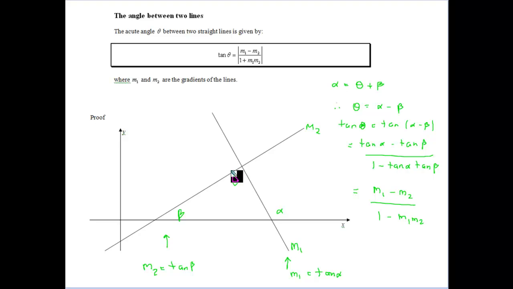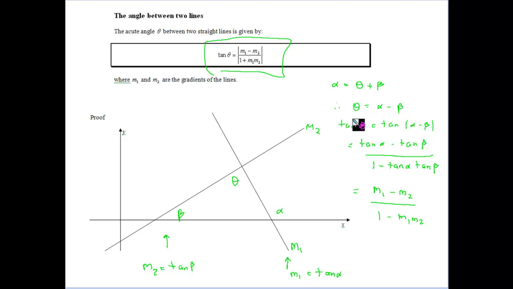To prove this formula, and this is the formula we're going to use, it comes from the idea that if we've got two lines intersecting, obviously they're going to be at a certain angle, alpha and beta, if we let them be that. So if we want to find our angle between our two lines, we've got a triangle here. Now we know the exterior angle of a triangle is equal to the sum of the opposite interior angles. So alpha is equal to theta plus beta. That means theta would equal alpha minus beta.